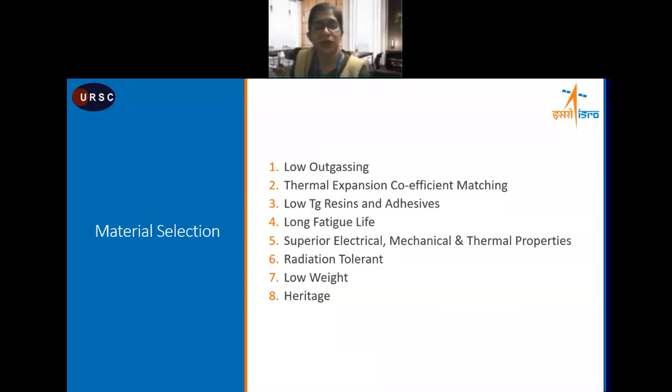These are the 8 categories that we usually see when we select a material to be used in the solar array. The material should be having low outgassing. Whatever material we use, they should have matched thermal expansion coefficients, so that during the both extremes, they do not create stresses in the interfaces. We generally select resins and adhesives with low glass transition temperatures. We also select our metal parts, interconnects, busbar, wires, everything with long fatigue life. We look for superior electrical, mechanical, and thermal properties, radiation tolerance, low weight, as well as we look for heritage processes. Heritage in the sense it should have some success in the previous space usage, that also we weigh very much.